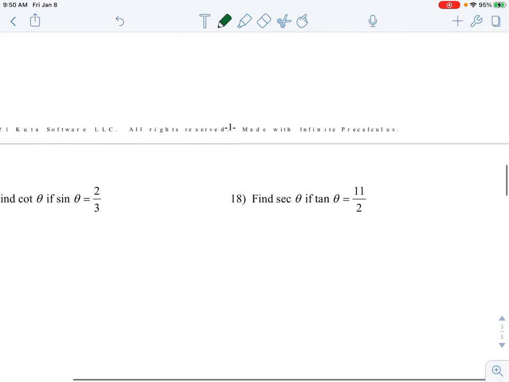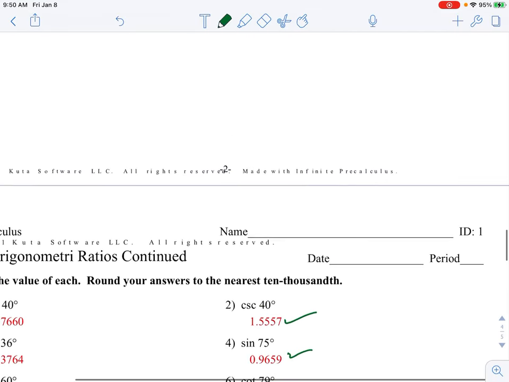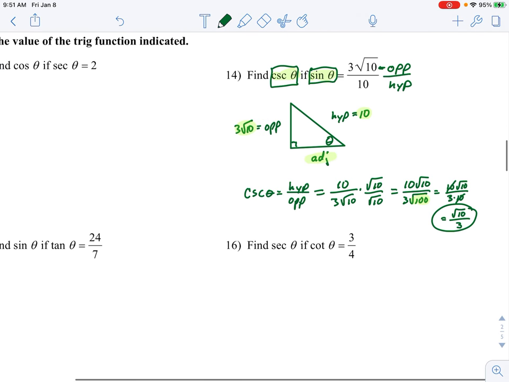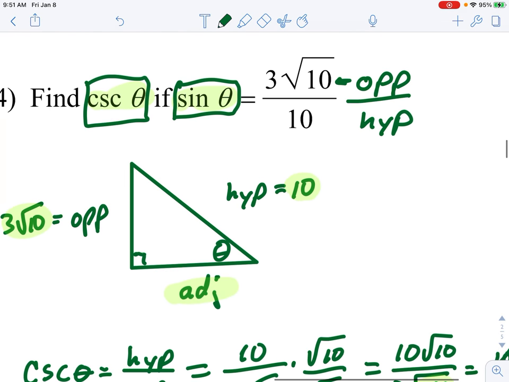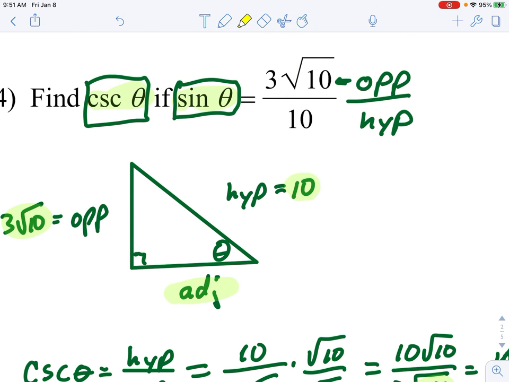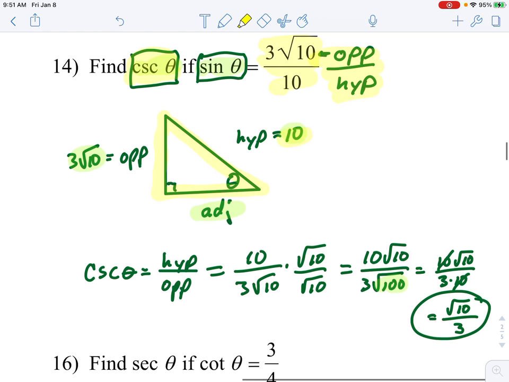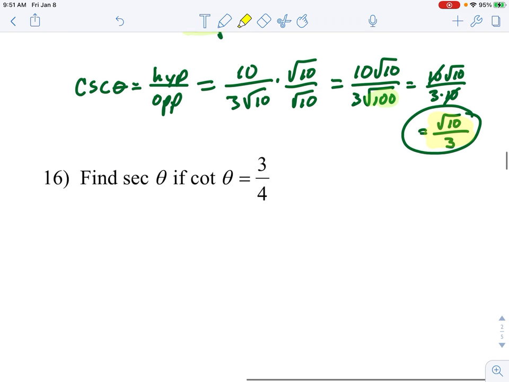All right, so let's check 14 and see if that is right. And indeed it is. So it's like we're taking what's given in the problem. Let me pick a different color. Let's go yellow. What's given, and we're using that to construct a triangle. Then we're looking at the question and using the triangle information to answer the question. So that's kind of the general strategy here.